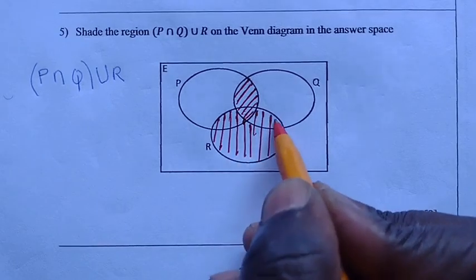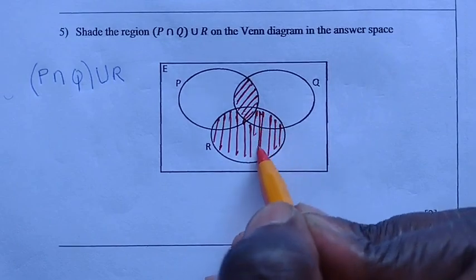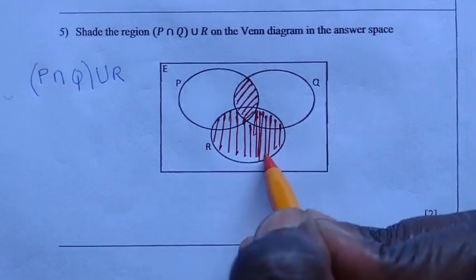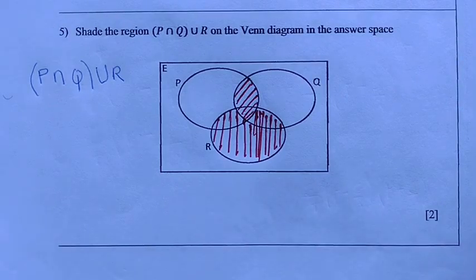Okay, so this is P intersection Q in brackets union R. So I hope it's clear.